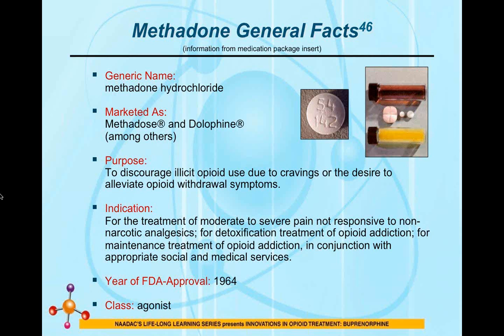The indication for methadone is for the treatment of moderate to severe pain, so it is a pain reliever that's non-responsive to non-narcotic analgesics. And then it's also for the detoxification treatment of opioid addiction and for the maintenance treatment of opioid addiction in conjunction with appropriate social and medical services. Again, this information is coming directly from that medication package insert. So this is what the FDA is dictating in their exact language. It must be in conjunction with appropriate social and medical services.